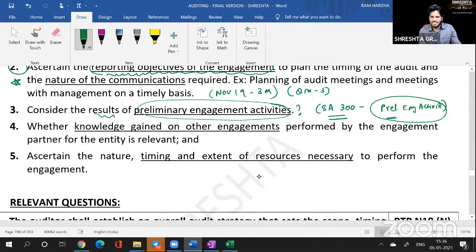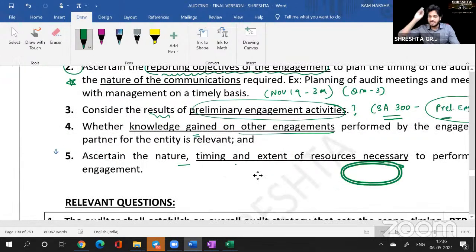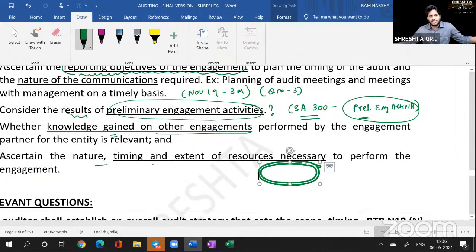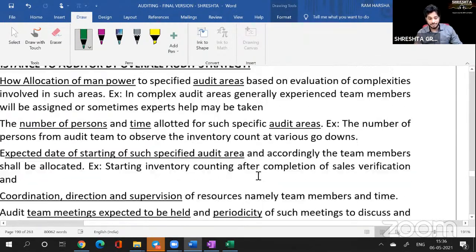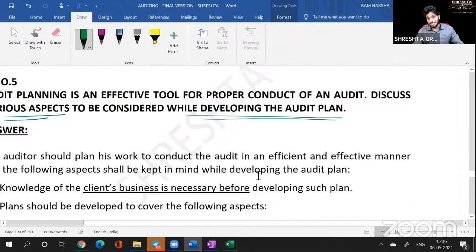And the fourth one, a general point: knowledge gained on other engagements, nature, timing, extent of resources necessary. Once you understand the organization, you naturally look at what resources you need. Then you can plan your strategy. Once you have planned resources and all that, then you need to look at planning, how to plan. So for the first to fifth question, I gave referencing. Fifth question now we will do. The fifth question is even more complicated.